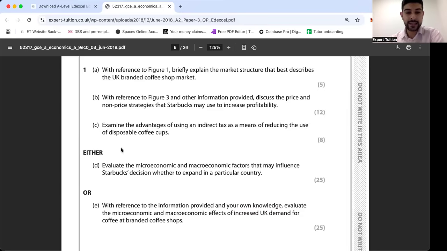So the question we're doing is E. With reference to the information provided and your own knowledge, evaluate the microeconomic and macroeconomic effects of increased UK demand for coffee at branded coffee shops. Okay, right. I know obviously we need to use the data. I've read the data. You guys can read the data as well later and incorporate it into your answer. But let's just go through the technique.